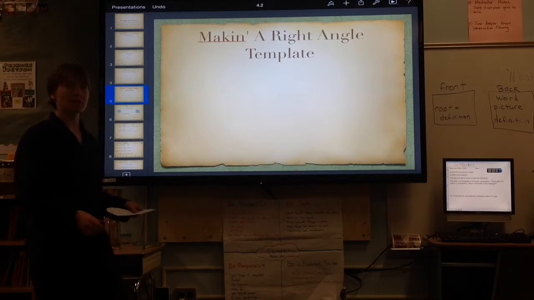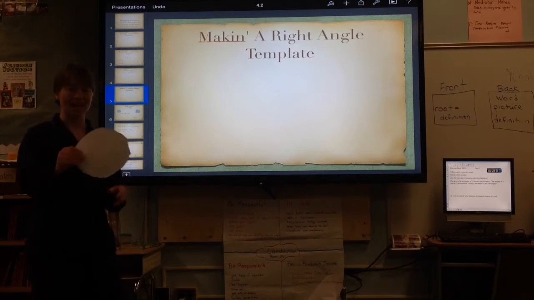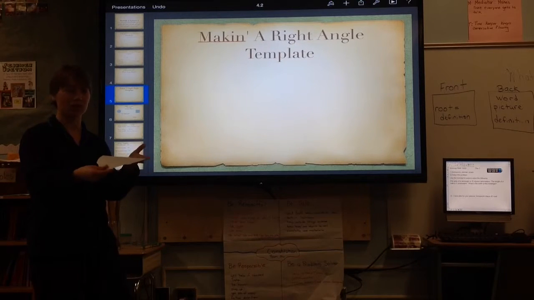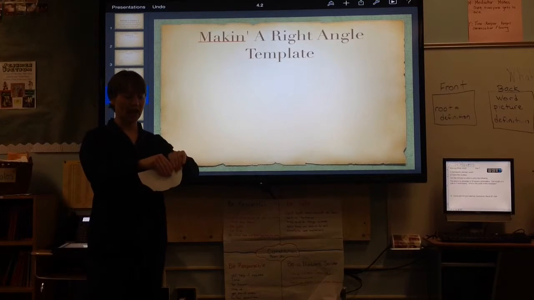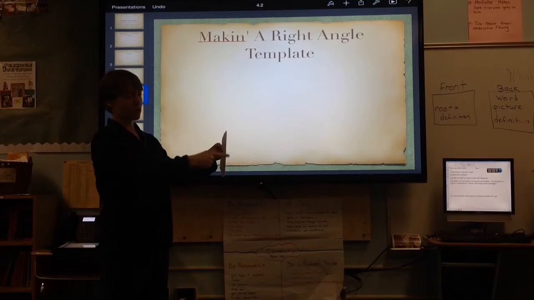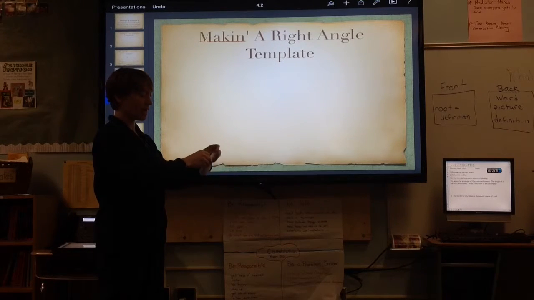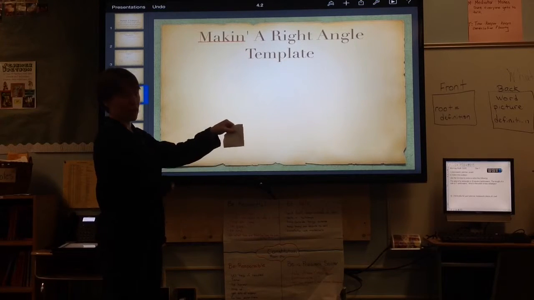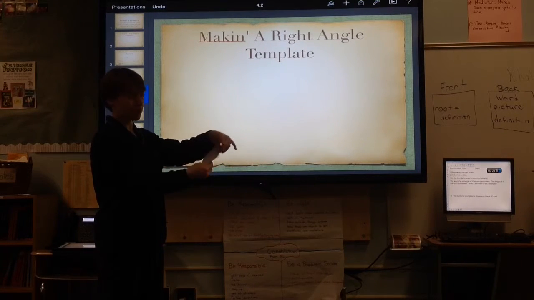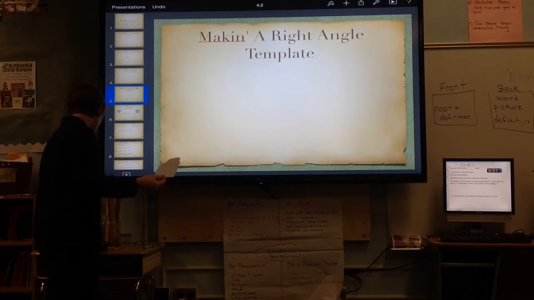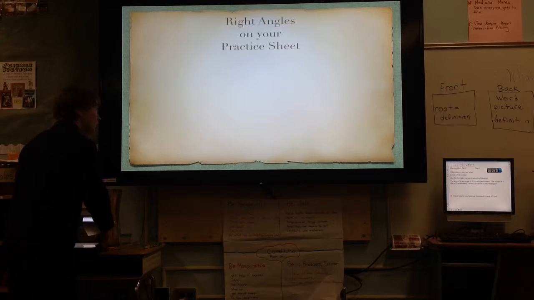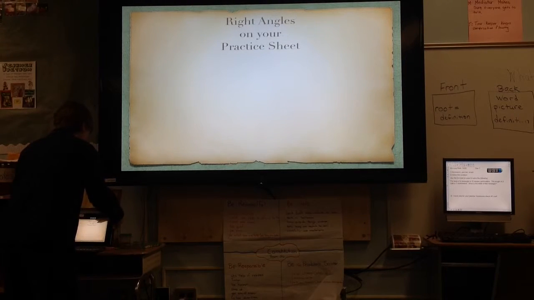First thing we're going to be doing is making a right angle template, and you can do that with any shaped paper. I just took a piece of paper and cut it out. If you fold it in half, see how we have a straight edge? If you fold it in half again, you now have a perfect right angle. We're going to use that to measure our stuff. You're going to be working on your practice sheet, but before you do that, I'm going to show you how to do it.